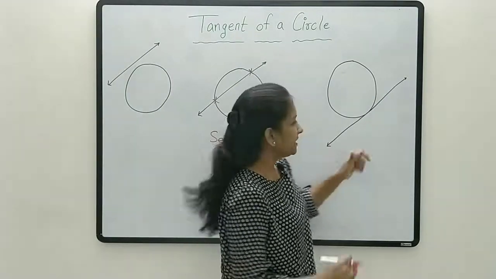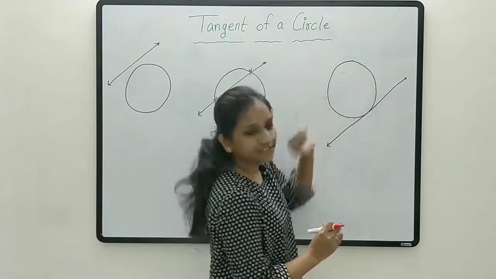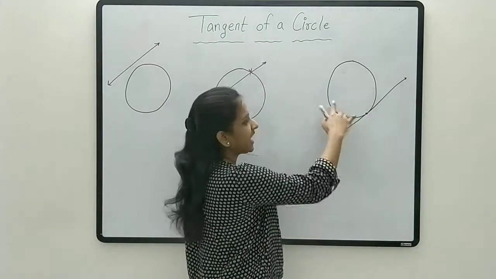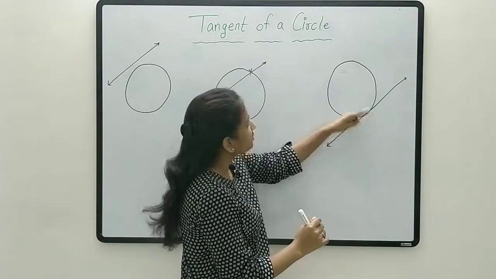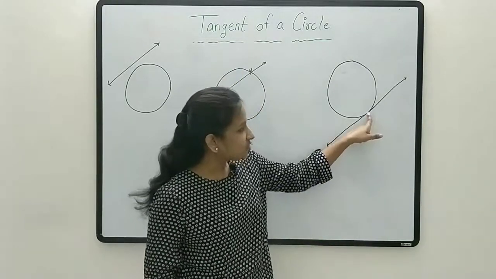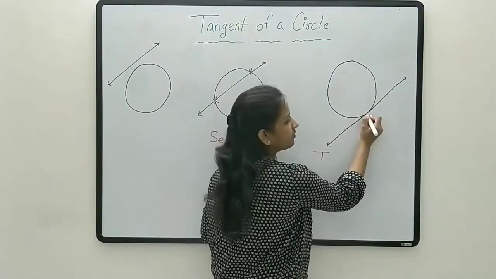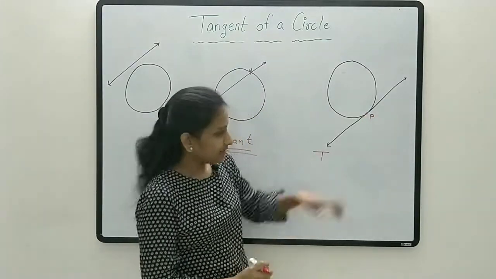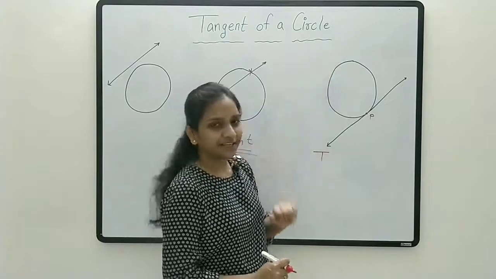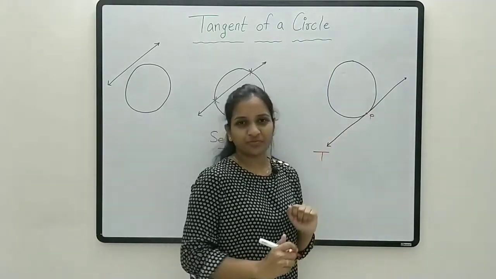Now here in this case, line just touches the circle. There is only one common point between the line and the circle. This is called tangent of a circle. And this common point is called point of contact. This point of contact is on the line as well as is on the circle. Okay, there is only one common point.